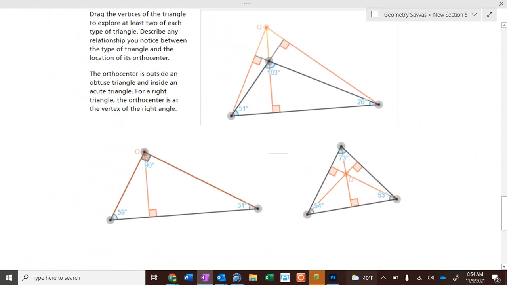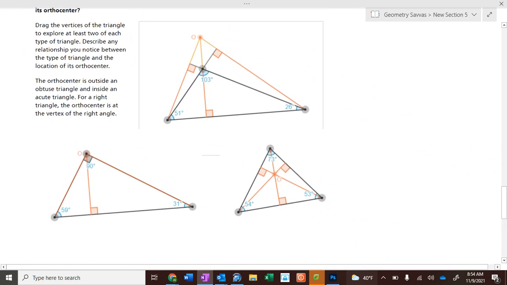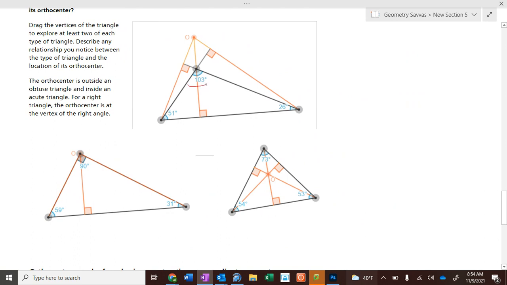All right. So looking at this, since this is a 103-degree angle, it's a what type of triangle? Obtuse. Where is the orthocenter on this black triangle? Inside, outside, or on it? Outside of it. The orthocenter is outside when we have an obtuse angle.